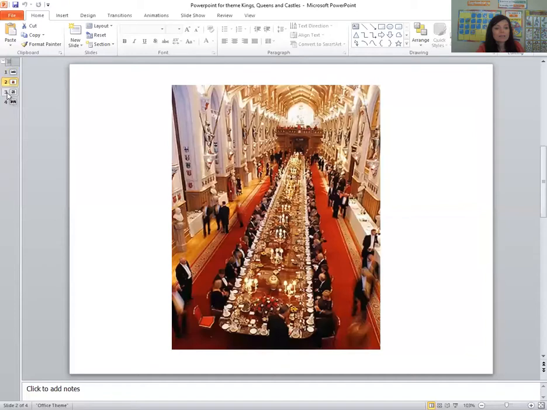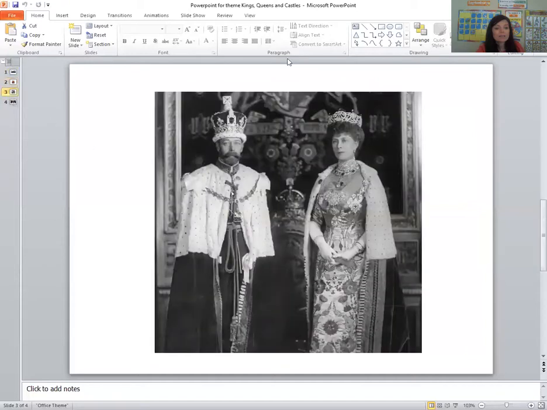Let's look at a picture of a real king and queen. Let's look at what they're wearing. So kings and queens wear crowns. They also wear robes. And look at this queen. She's wearing jewels on her neck and on her arm. Those are bracelets, and I see necklaces around her neck. So kings and queens probably wouldn't dress like this every day, but on special occasions they would wear their crowns and their robes and jewels.